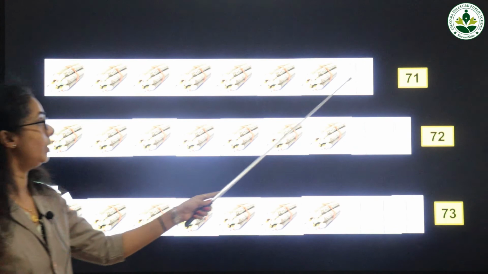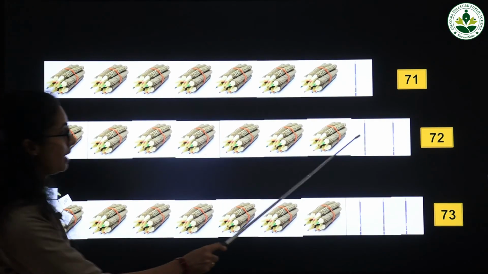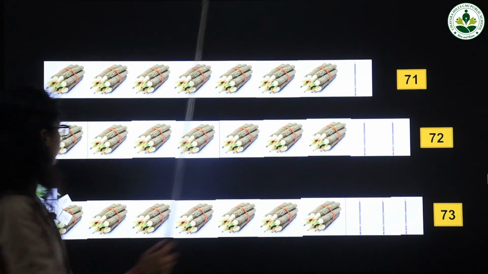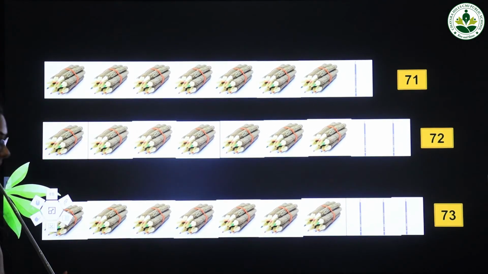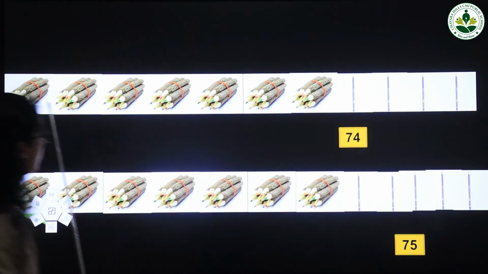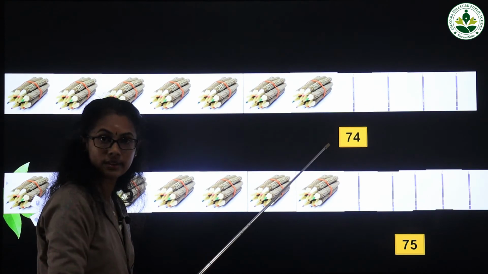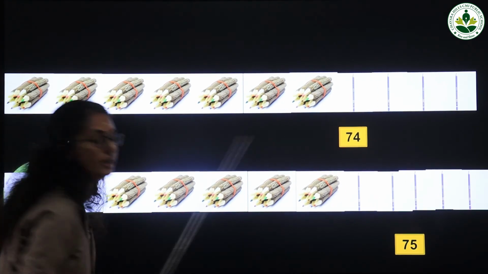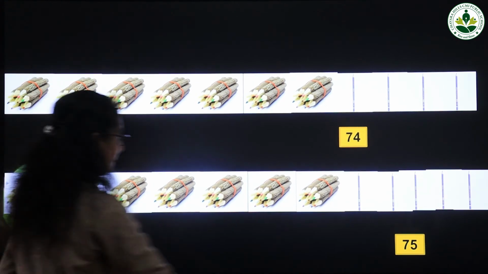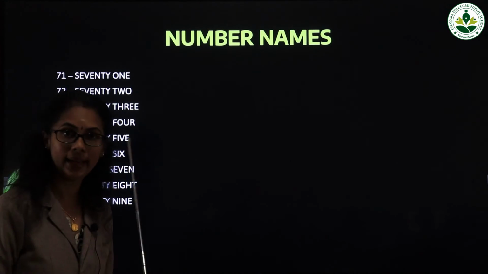7 tens and 1 one, 71. Then 7 tens and 2 ones, 72. 7 tens and 3 ones, 73. 7 tens and 4 ones, 74. 7 tens and 5 ones, 75. Next one is number names from 71 to 80.